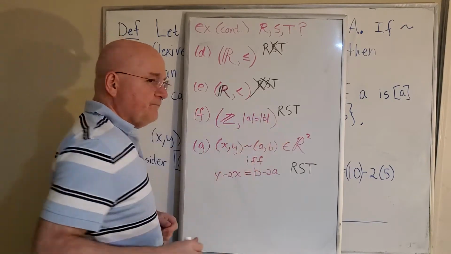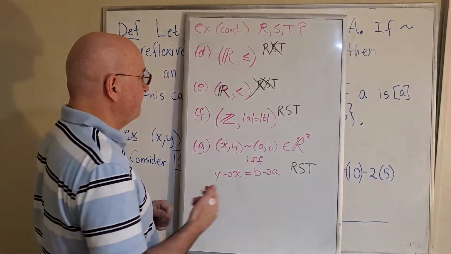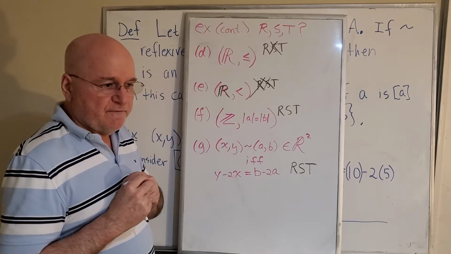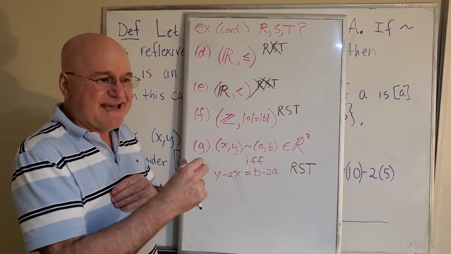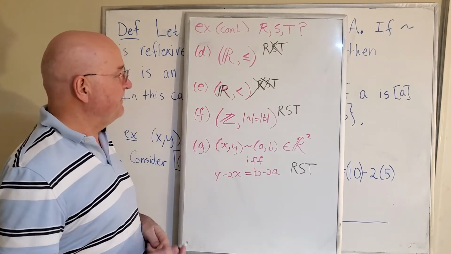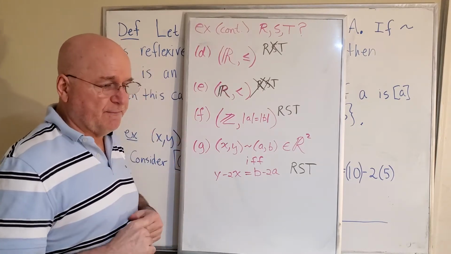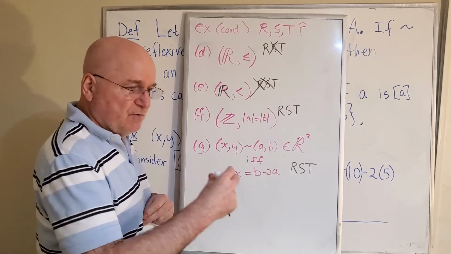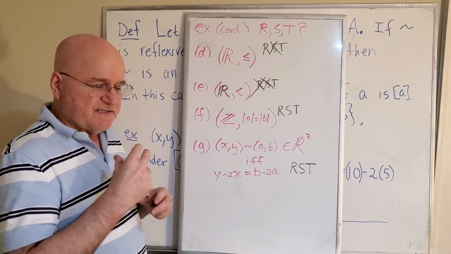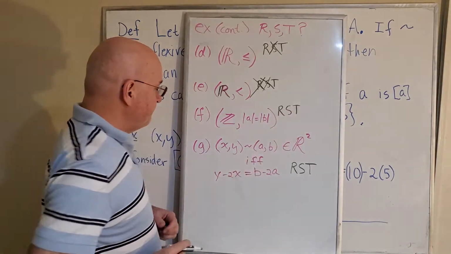So reflexive. Is the absolute value of A always equal to the absolute value of A? Sure is. So that stays. Symmetry. If the absolute value of A is equal to the absolute value of B, does that imply, for sure, that the absolute value of B is equal to the absolute value of A? Trivially. It's symmetric. Is it transitive? You get three numbers now. If the absolute value of A is equal to the absolute value of B, and the absolute value of B is equal to the absolute value of C, does that mean the absolute value of A is equal to the absolute value of C? Sure. All three.